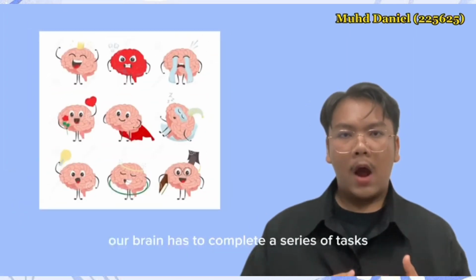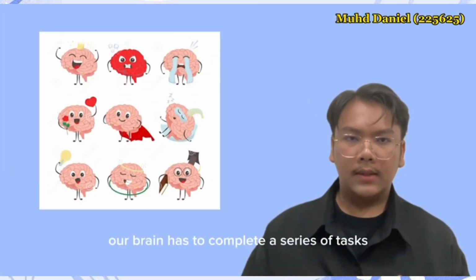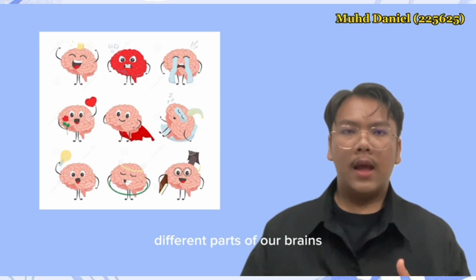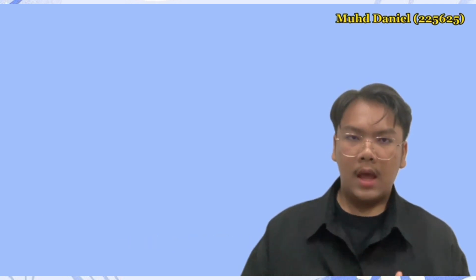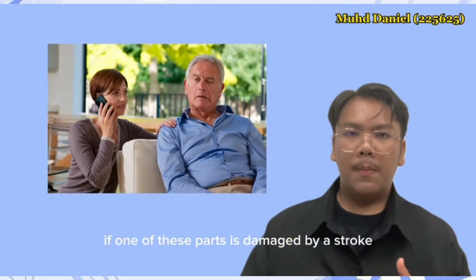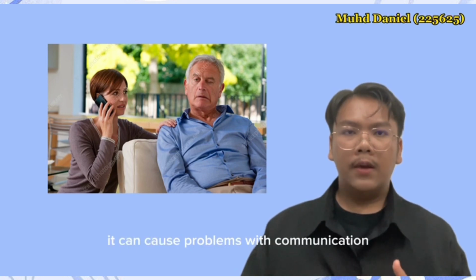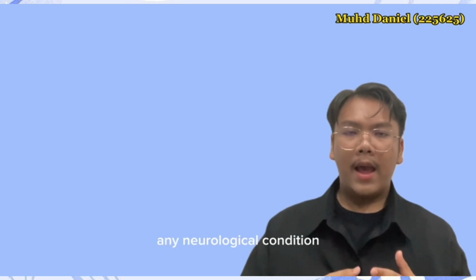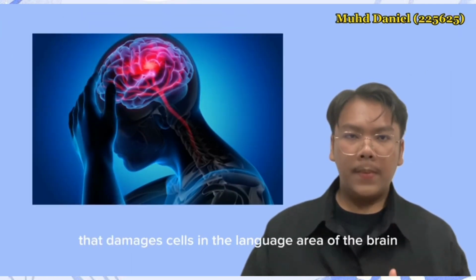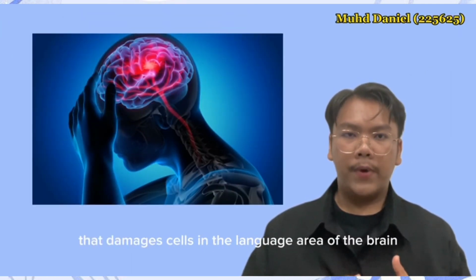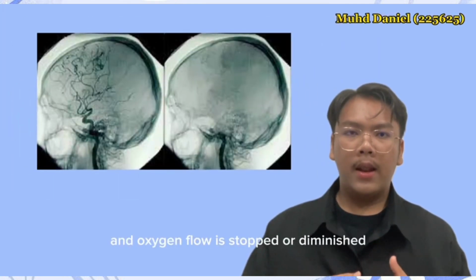When we communicate, our brain has to complete a series of tasks. Different parts of our brains are responsible for each of these tasks. If one of these parts is damaged by a stroke or head injury, it can cause problems with communication. According to healthline.com, any neurological condition that damages cells in the language area of the brain will result in aphasia. Brain cells die when blood and oxygen flow is stopped or diminished.